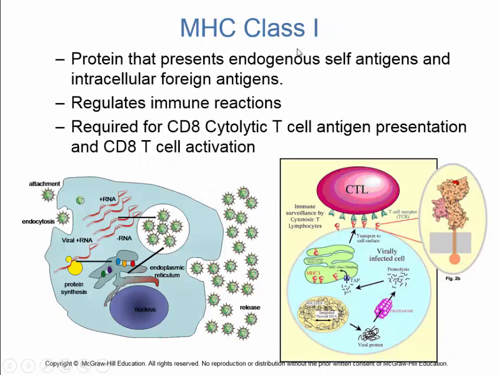The MHC class 1 molecule is going to present endogenous self-antigen. So endogenous meaning from within inside the cell, and it'll also present intracellular foreign antigen. So location, location, location. What we see here is an example of an intracellular virus replicating inside our host cell. This intracellular virus will be processed and presented on an MHC class 1 molecule to a CD8 CTL killer T cell.